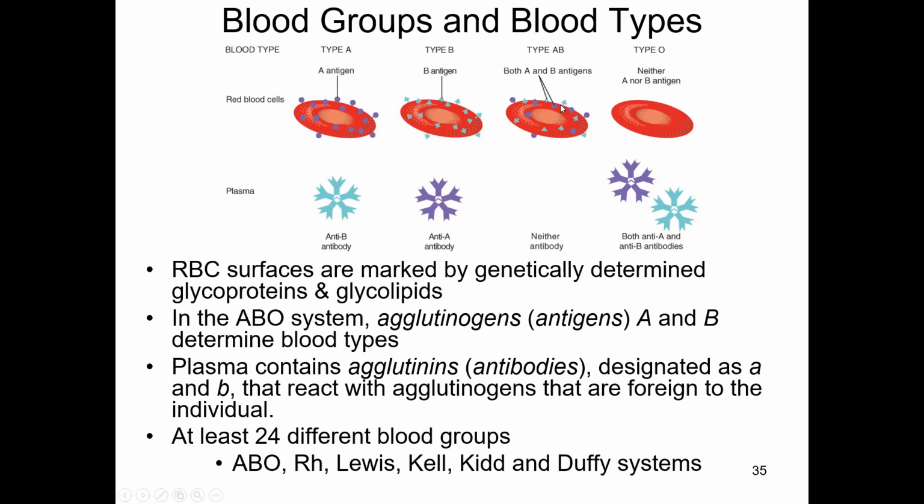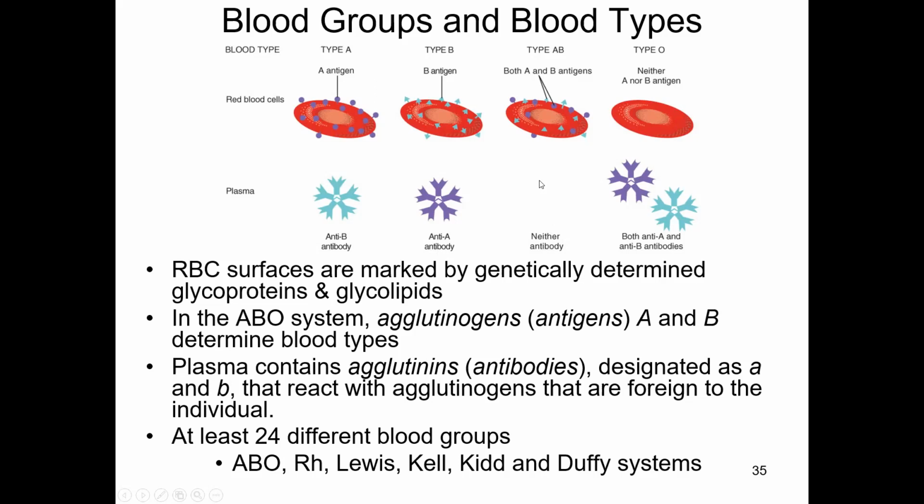In type AB blood, the red blood cell has both A and B antigens, but in the plasma, neither anti-A nor anti-B antibody. And when we look into a type O blood type person, the red blood cell doesn't have either A or B antigen, but in the plasma, we have both anti-A and anti-B antibodies.